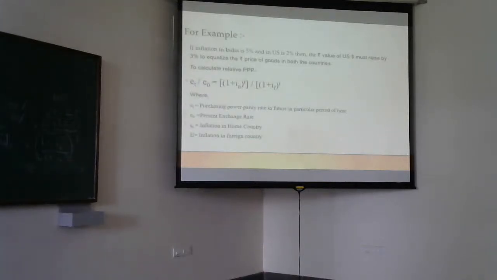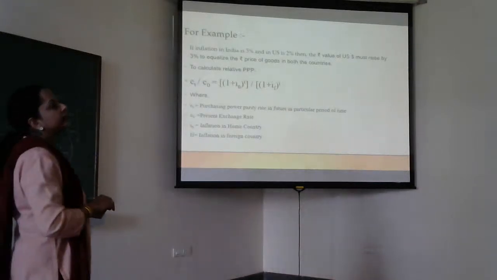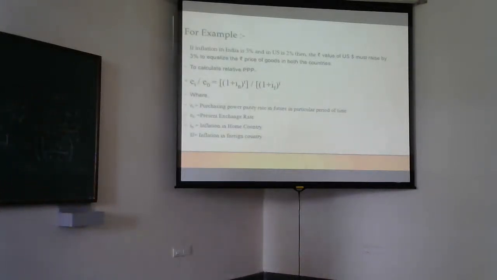Now see, what are they talking about? They say if inflation in India is 5% and in the US it is 2%, then the rupee value of the US dollar must rise by 3% to equalize the rupee price of goods in both countries, because our currency is depreciating by 3%. If we really want to have that purchasing power parity, we have to settle for that change which is there in the inflation rates of both the countries.